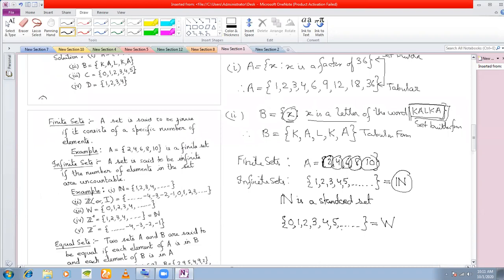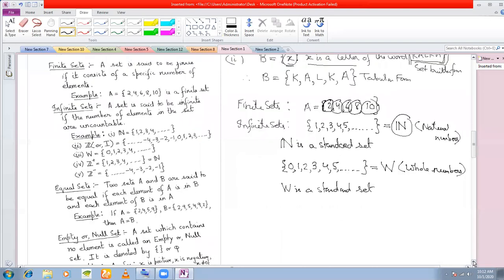W means the set of whole numbers. This is the set of natural numbers. N is for the set of natural numbers. W is for the set of whole numbers. So whenever I write W, you will understand that I'm referring to the set of whole numbers. Okay. Next standard set is a set like this.